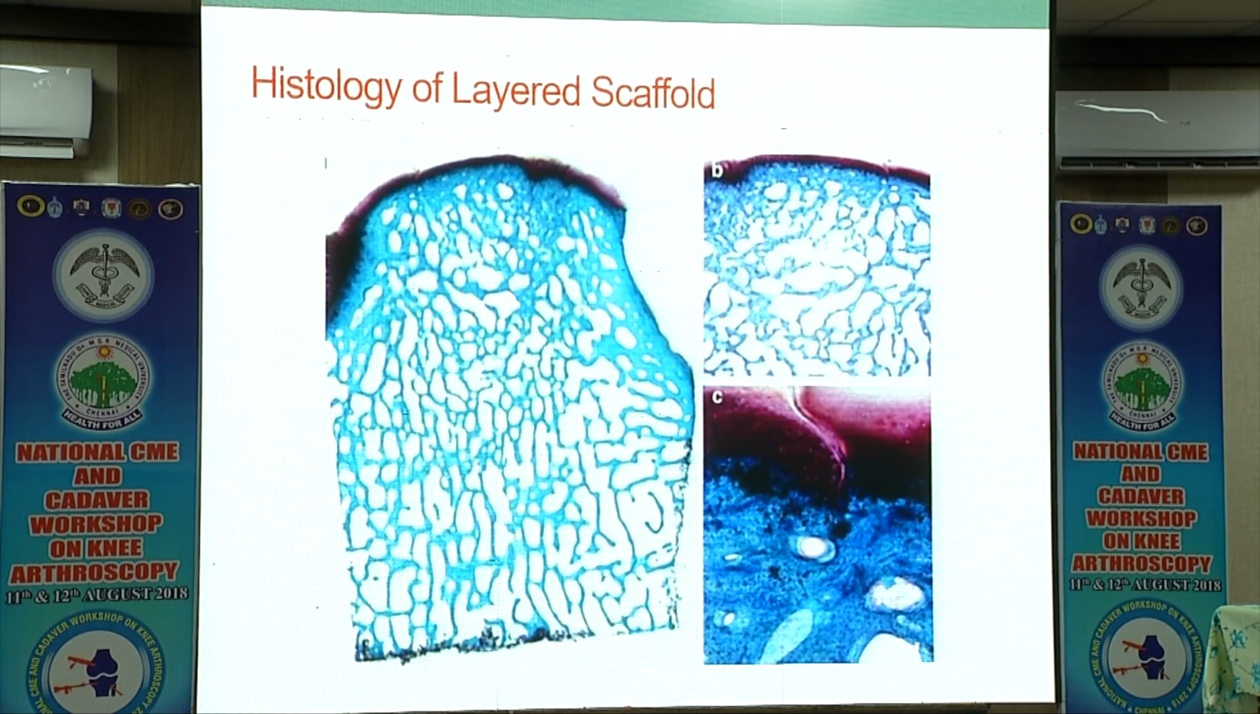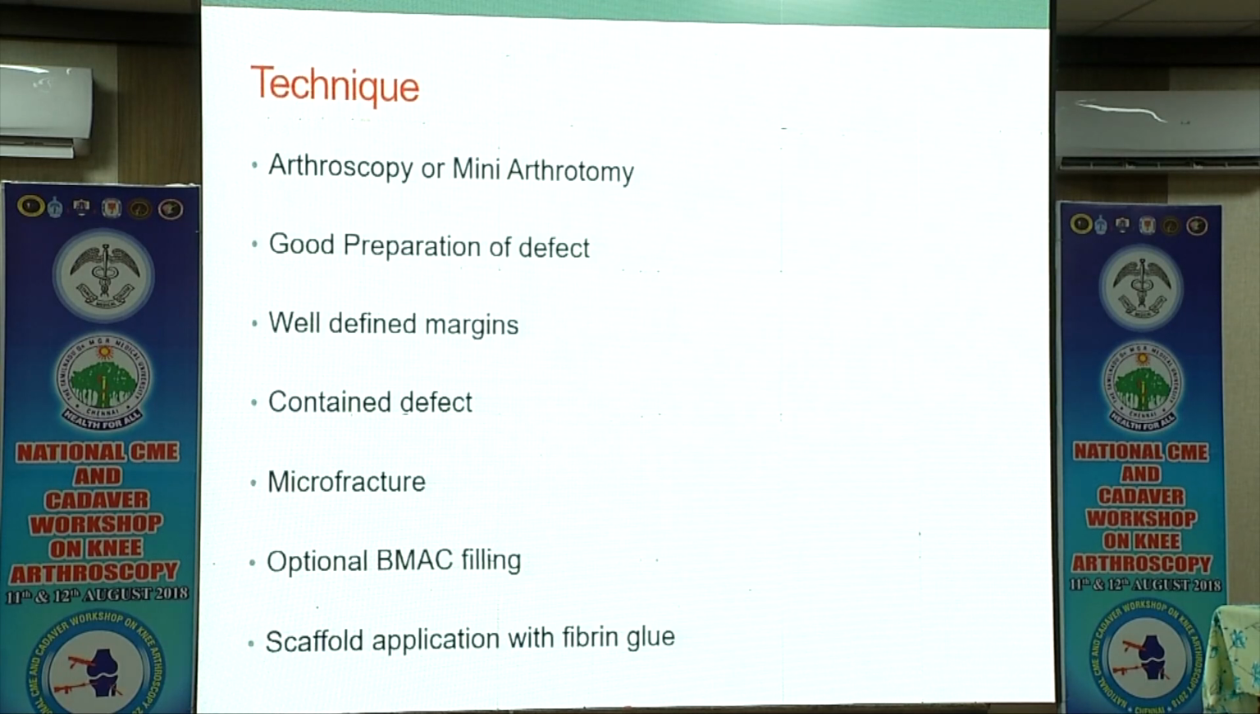And this is the histological picture of a healed scaffold, and after some time you can see the graded layers of almost like a normal cartilage. Technique: either you can use it with dedicated instruments by arthroscopy, or you can very well use it by mini arthrotomy. A good preparation of the defect with well-defined and contained margins is very important. You do the microfracture in the prescribed, standard way, and optionally you can also use the BMAC to fill the scaffold, and the scaffold is again applied with fibrin glue.